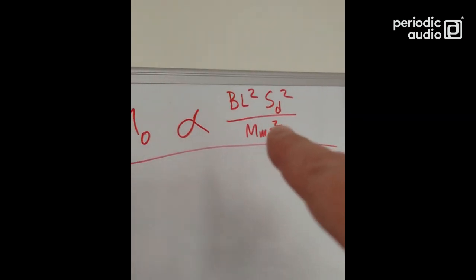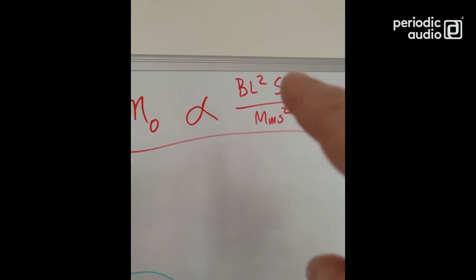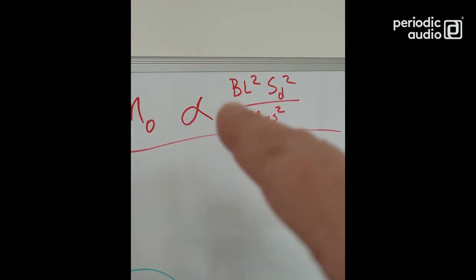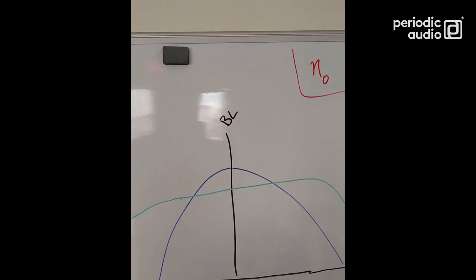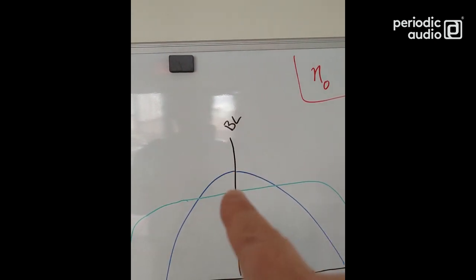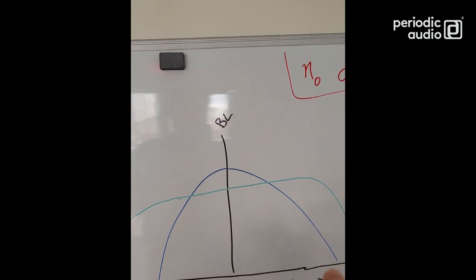Again, for a given speaker, SD and MMS are fixed. So essentially, efficiency is proportional to the square of BL. What happens to BL as your speaker moves? Well, as it starts to move in a traditional speaker, it starts to drop off.